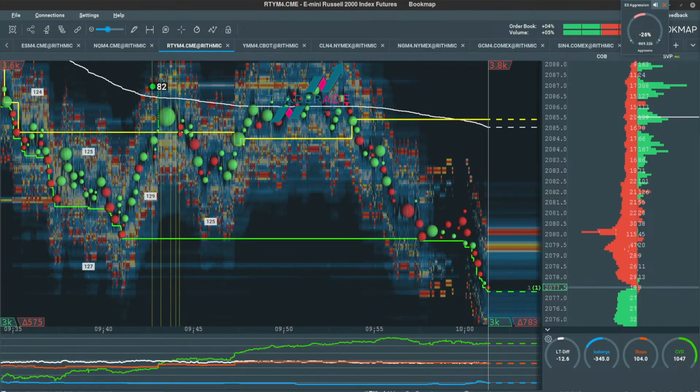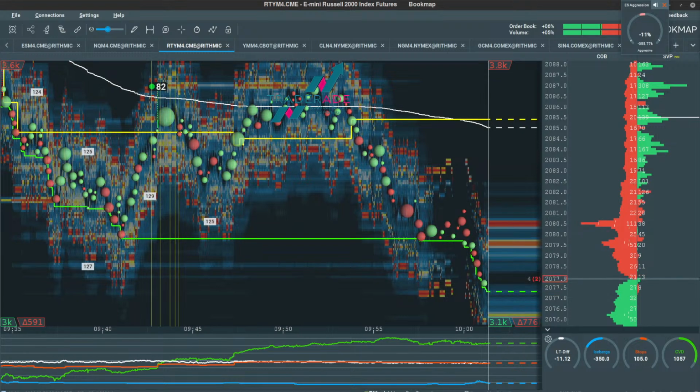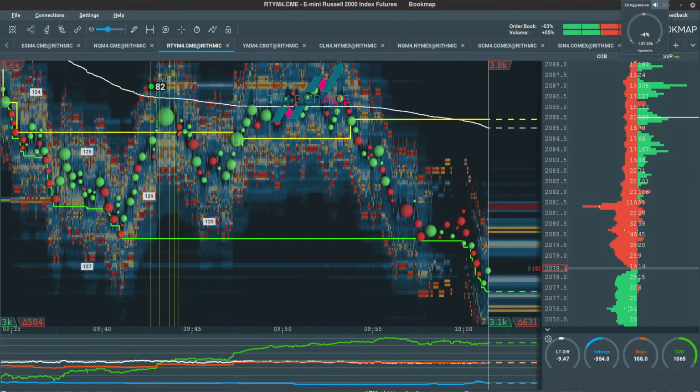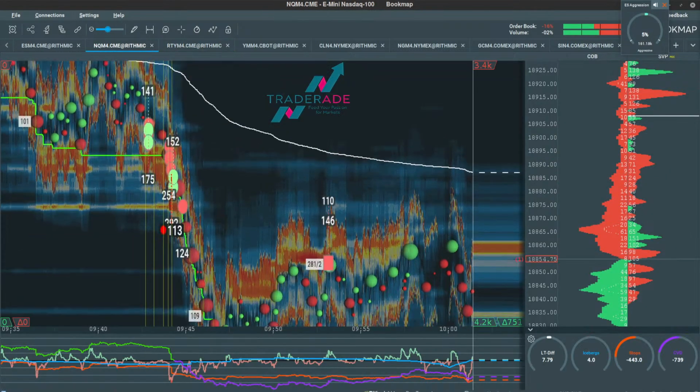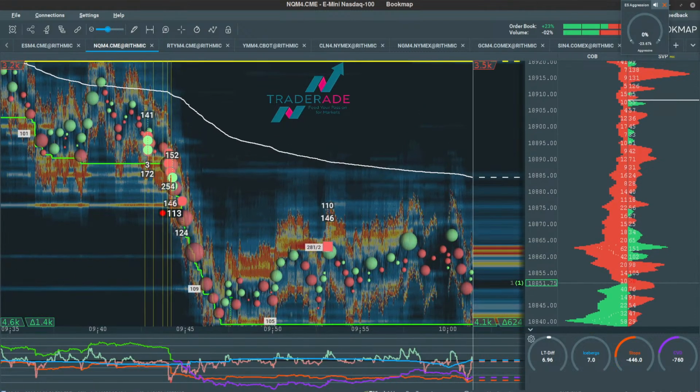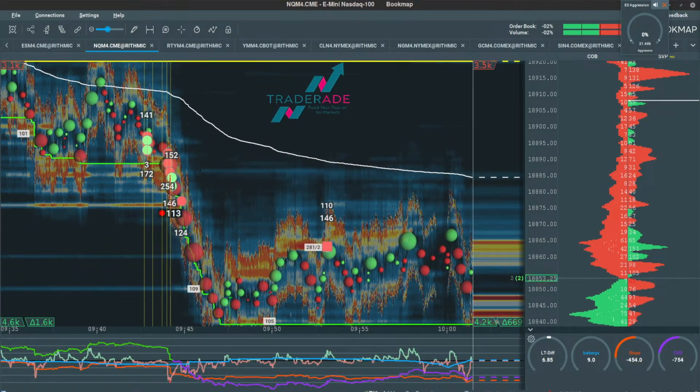And you see that here. The Russell is just such a rate-sensitive index. It's moving lockstep with the 10-year price. NASDAQ isn't as rate-sensitive, but it is somewhat rate-sensitive, and it is seeing just a little bit of a pull.